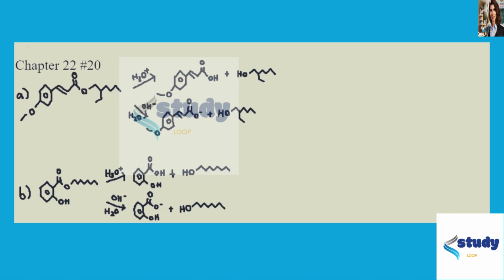This is the answer to Chapter 22, problem number 20 from the Smith Organic Chemistry textbook. And this problem is asking us to hydrolyze two esters under acidic and basic conditions for each of them. And so remember the hydrolysis, regardless of the condition, is essentially going to give us the same products. The only difference being whether or not the carboxylic acid product is protonated or deprotonated.